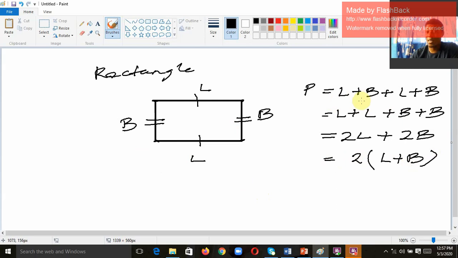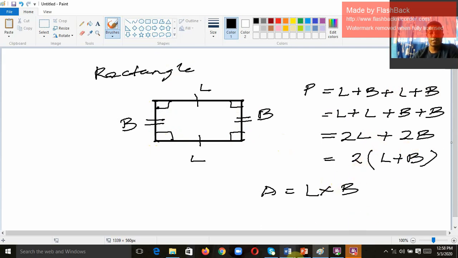You can still use the one on top, L plus B plus L plus B. You can just add everything up to get your answer. It's the same thing. And then the area is length times breadth. So just a recap of what I said earlier. It has 4 sides, 4 vertices. Opposite sides are equal. It has interior angles of 90 degrees each. And then the perimeter is 2 into bracket L plus B, and area is length times breadth.